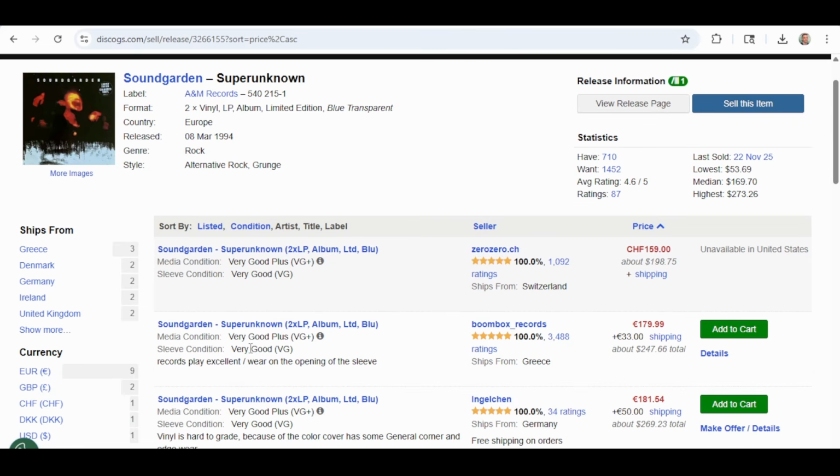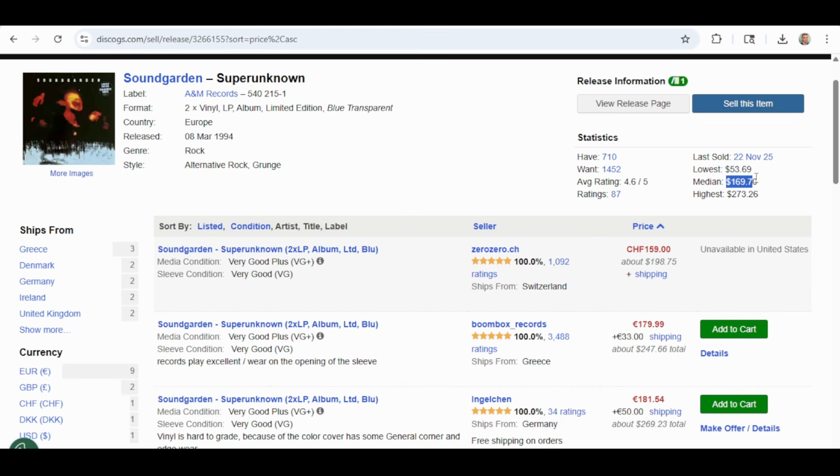next one here. We have a VG Plus on the media, in a VG sleeve, so a decent copy here. 179 euros. That's tracking close number wise to this, but 179 euros, basically 180 euros, you're getting up to about 200 US dollars. Well, you're already over the median. But when you tack on the shipping as well of 33 euros, you're at about 250 US dollars, 247.66. So if I wanted to get this one, what is considered the cheapest one that's available to me, it's going to cost me about $250.